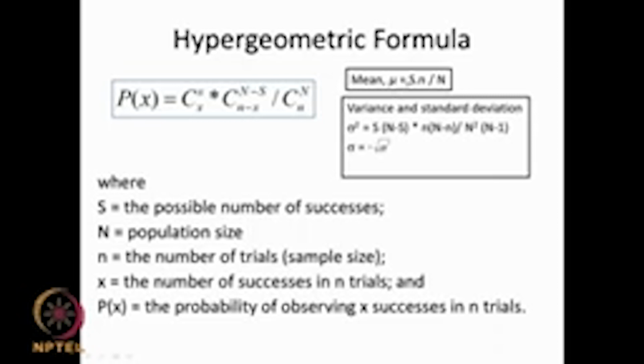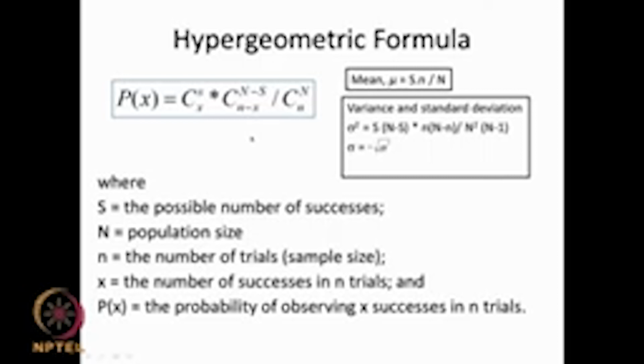So, the mean is given by mu equals S times small n by capital N, n is your sample size, capital N is the population size, S is the possible number of successes, that is the maximum that is possible, and the variance is given by this formula: S n minus S multiplied by N minus small n divided by N square into N minus 1, okay. So, this is the variance and this is the mean of this particular distribution, which is called the hypergeometric distribution.